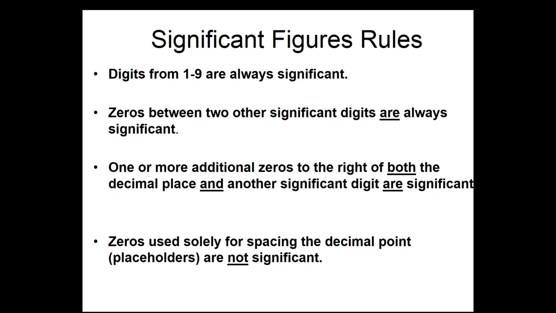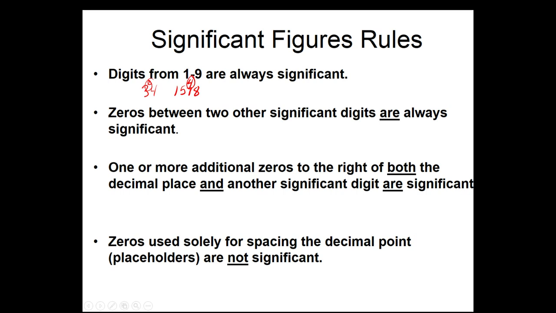So there are 4 rules for significant figures, significant digits. First rule, digits from 1 through 9 are always significant. So for example, the number 34 has 2 digits. Neither the 3 or the 4 are zeros, so it has 2 significant digits. How about 1578? Well, it has 4 digits that aren't 0, so it has 4 significant digits. Pretty simple. Okay, the first rule is very simple.